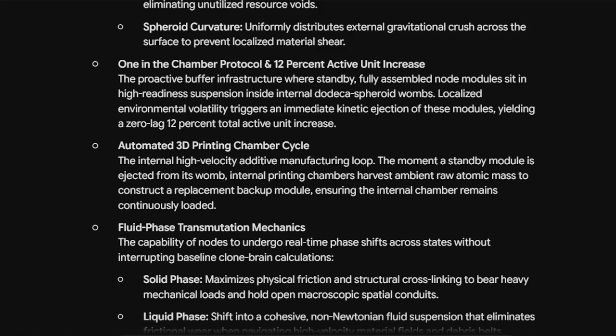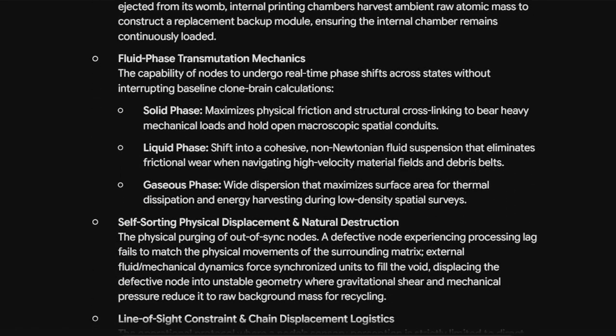Fluid phase transmutation mechanics: the capability of nodes to undergo real-time phase shifts across states without interrupting baseline clone brain calculations. Solid phase maximizes physical friction and structural cross-linking to bear heavy mechanical loads and hold open macroscopic spatial conduits. Liquid phase shifts into a cohesive, non-Newtonian fluid suspension that eliminates frictional wear when navigating high-velocity material fields and debris belts. Gaseous phase, wide dispersion, maximizes surface area for thermal dissipation and energy harvesting during low-density spatial surveys.